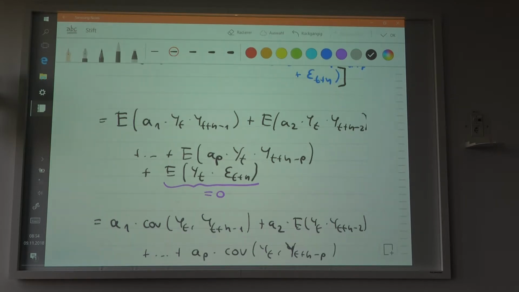Now again, if I said this before, if you divide both sides of the equation by the variance, then you would get the autocovariance replaced by the autocorrelation. So basically, that's a proof. This is it.